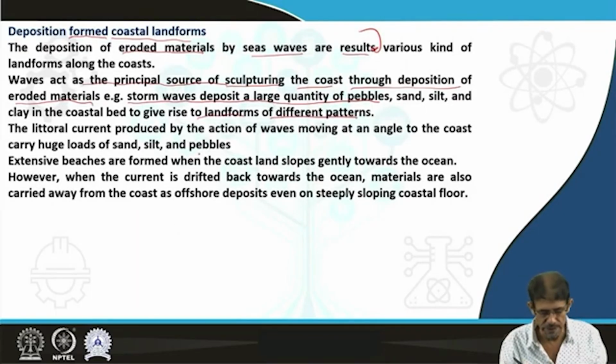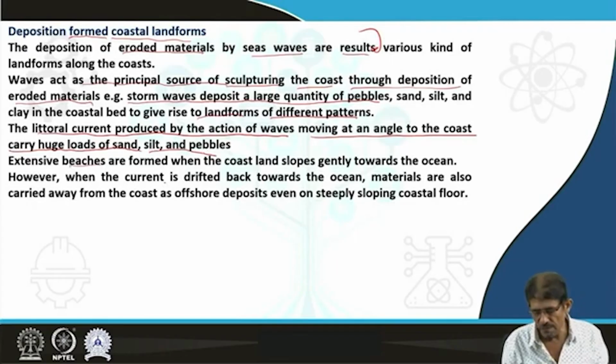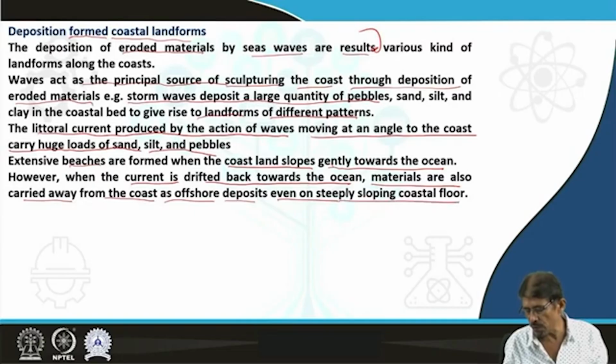The littoral current produced by the action of waves moving at an angle to the coast carries a huge load of sand, silt and pebbles. Extensive beaches are formed when the coastland slopes gently toward the ocean side. However, when the current drifts back toward the ocean, the materials are also carried away from the coast as offshore deposits, even on steeply sloping coastal floor, and are sometimes deposited even on the continental shelf and continental slope if there is any barrier.